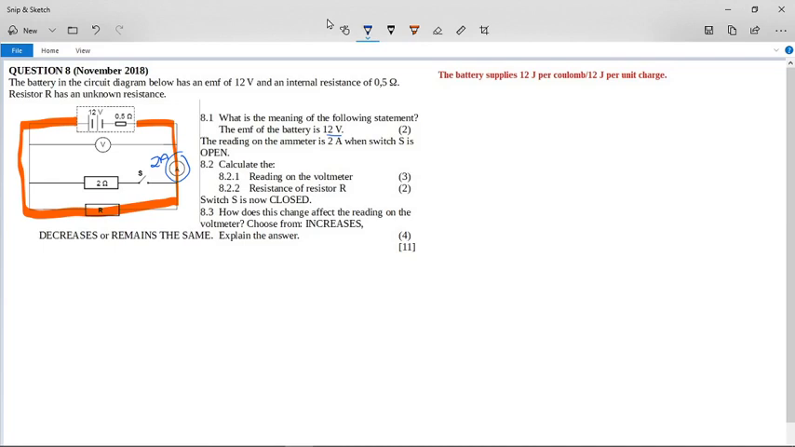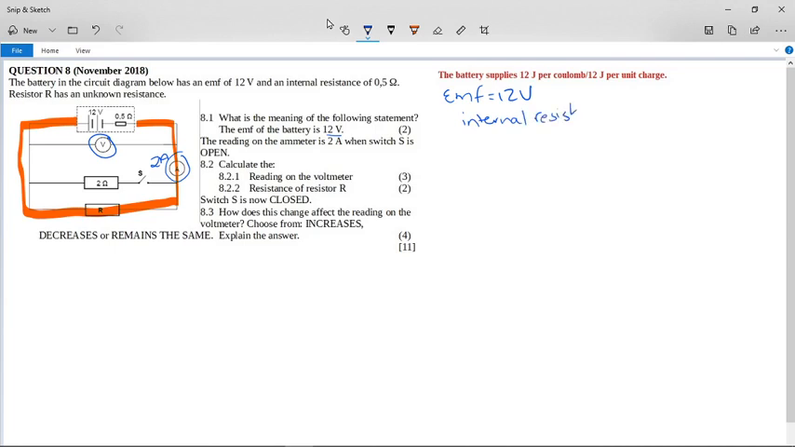So it says to you, calculate the reading on the voltmeter. Can you see here's the voltmeter here. The reading on the voltmeter is going to be how much voltage is going to the external circuit. So we know that this battery has an EMF of 12 volts. Then what happens is the resistance in the battery loses you some volts. So if we look at the internal resistance, we know it's 0.5 ohm.